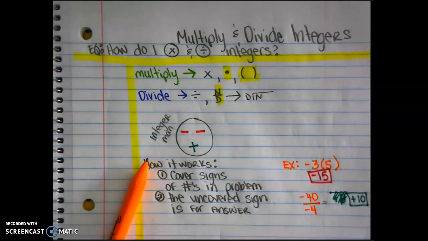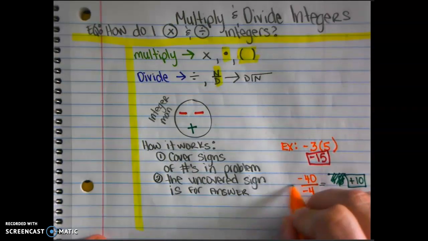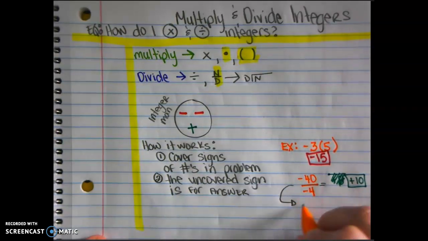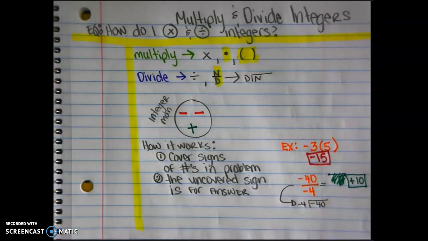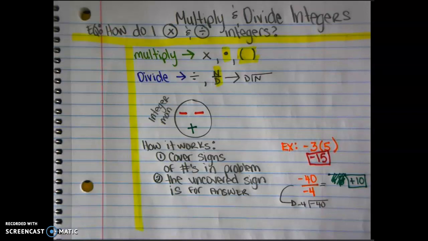Just in case that's a little confusing, I'm going to write down what that would look like, and that would be -40 divided by -4. That's what that means. And like I said, we're going to talk more about this later on, but I just want you to recognize that a fraction can be used as a division problem, and will be used. You'll see this a lot.